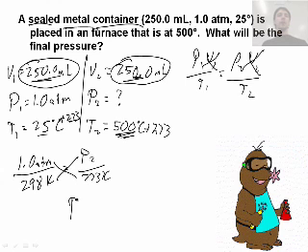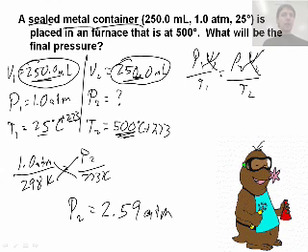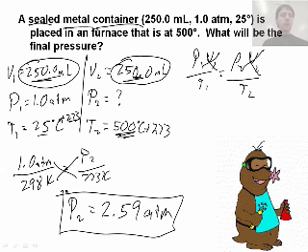Cross multiply and solve for P2. P2 equals 1 times 773 divided by 298 equals 2.59 atmospheres. So again, this one started with the combined gas law, but it turned into one of our other gas laws because we just ignore volume because it doesn't change. It stays the same. Anything that stays the same or is not mentioned, we don't include.